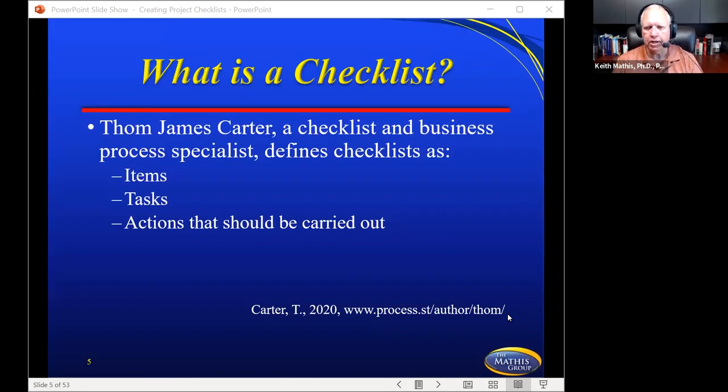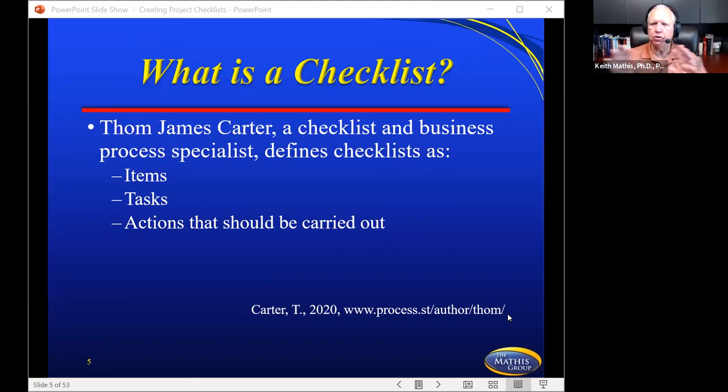So really, what is a checklist? Just in case anybody has not caught on to what a checklist is, all of us have used it for something. Thom Carter, a checklist and business process specialist, defined a checklist in 3 ways. He said a checklist can be items, tasks, or actions that need to be carried out. And so your checklist for a project might include any of those or all of those in that checklist.